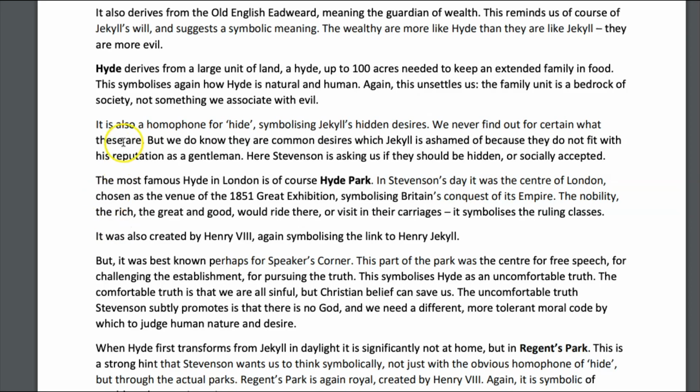Now, the last two aspects of names that I want to draw you to are where the name of Hyde comes from and why Dr. Jekyll turns into Mr. Hyde without the potion for the first time when he's in Regent's Park. So let's go to the first one.